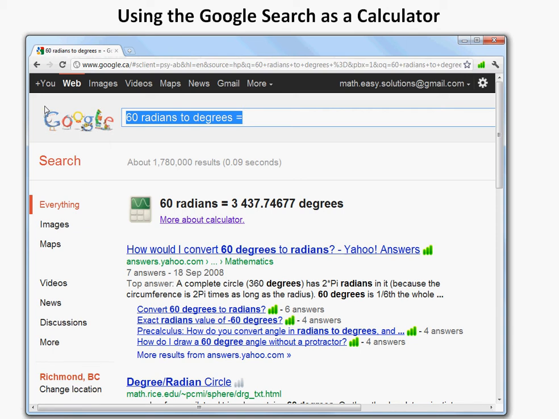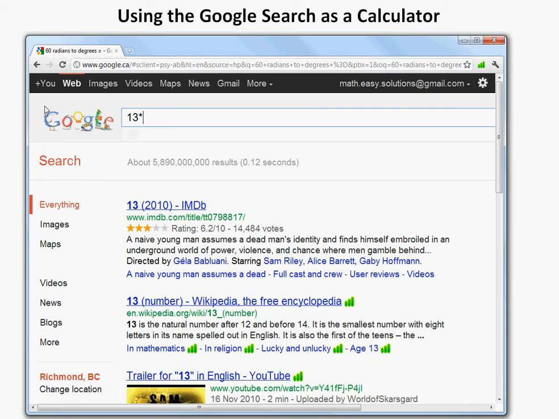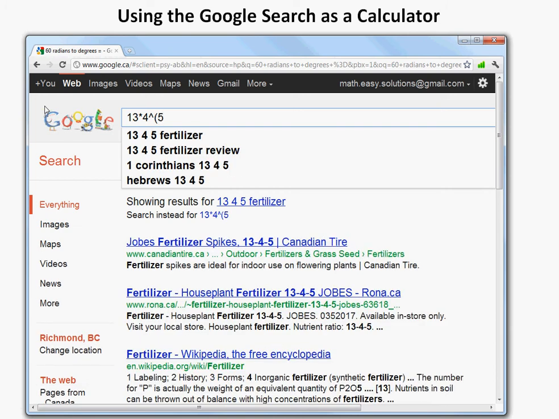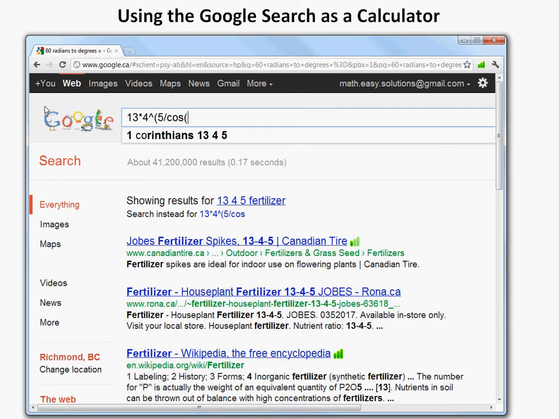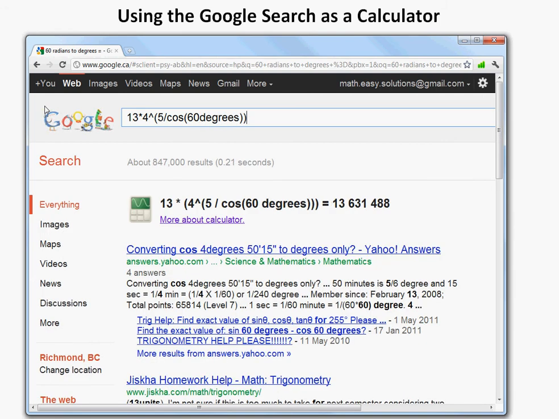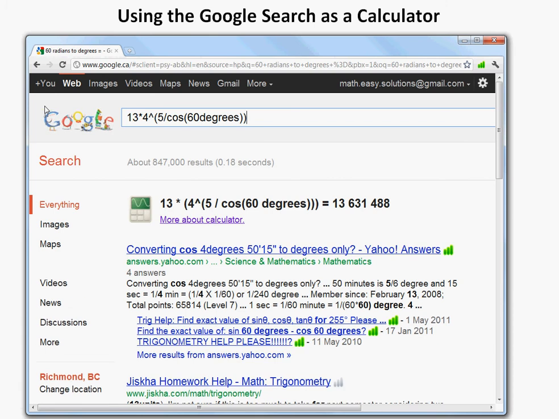Well, you could also just write long equations, and it doesn't matter. Let's go 13 times 4 to the power of, let's say, 5. You've got to put in the bracket so that this is the power of cosine 60 degrees. This is all to the power, so put a second bracket. One thing you've got to make sure of is the brackets. Make sure you have the brackets, and so there's a number down there. And then you can see how it's already solved. See, it's already solved.